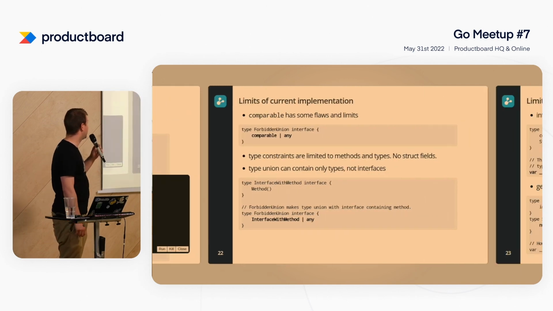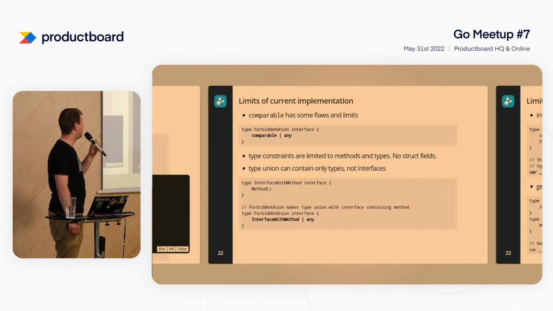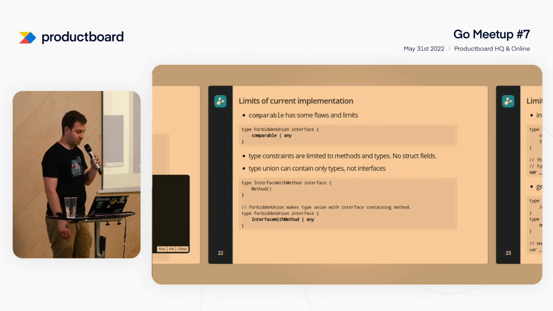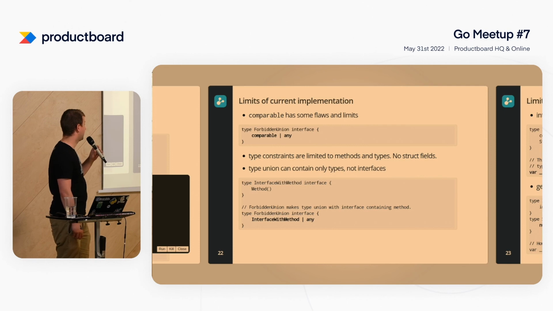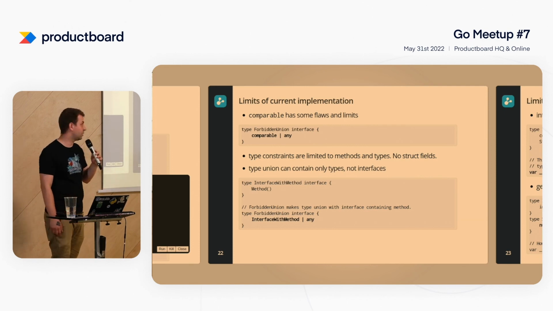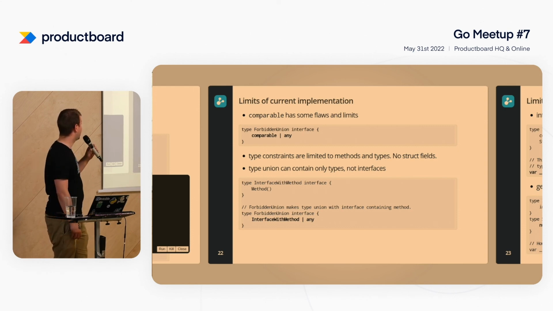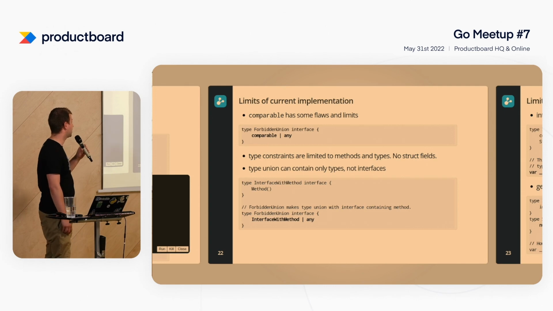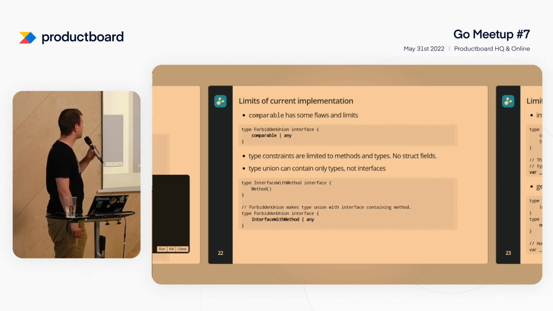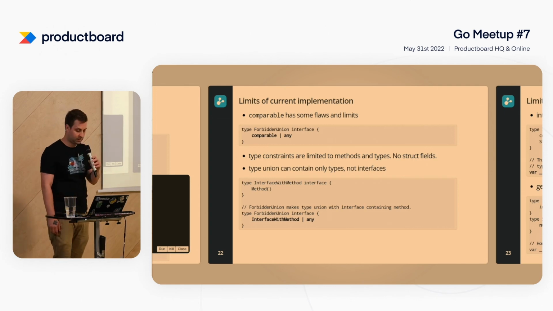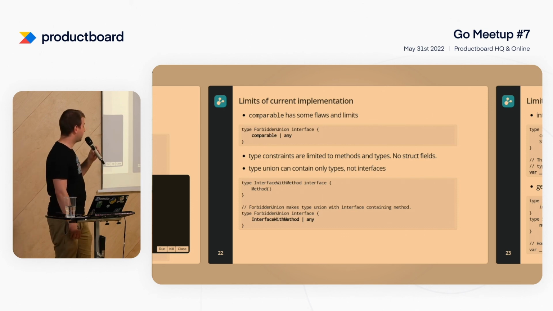There are some limits to the current implementation of generics. Most of them are actually logical, but I think that some of these I will mention are worth mentioning. One thing is that comparable can't be used in a type union. Actually, I don't know why. Let's say it has a reason.